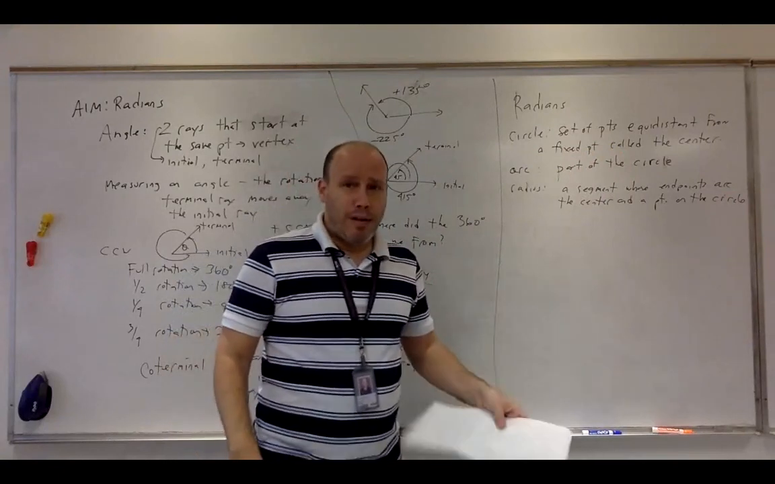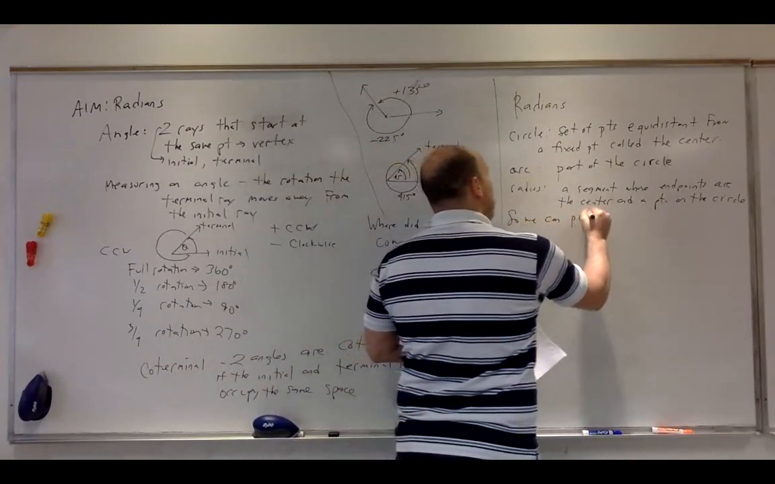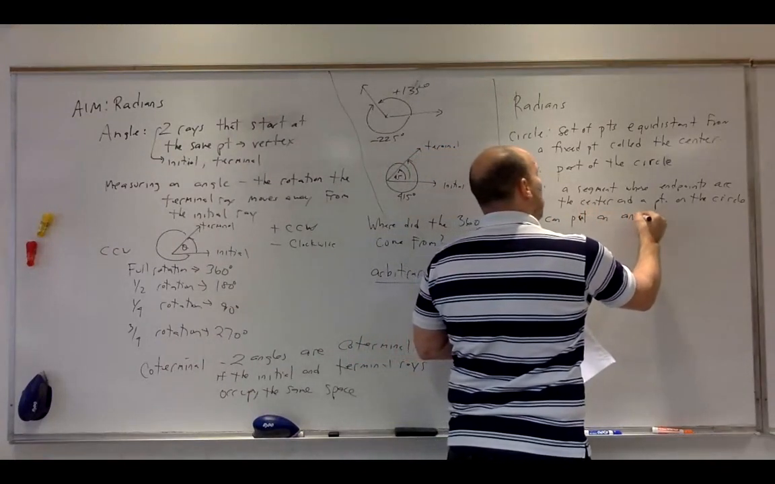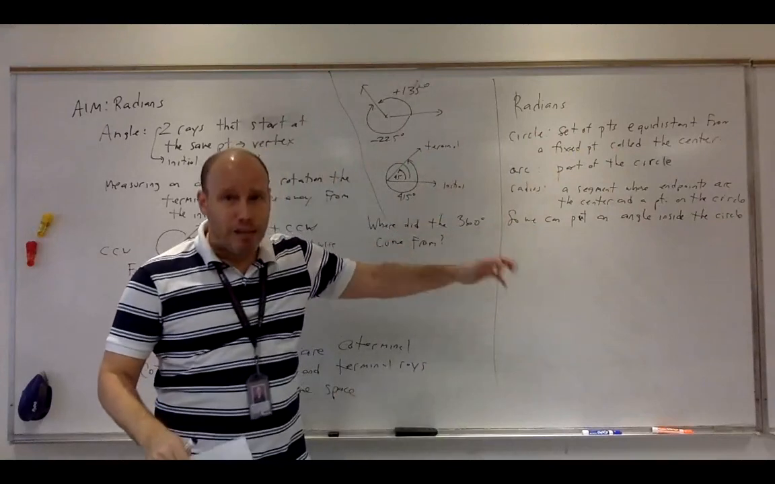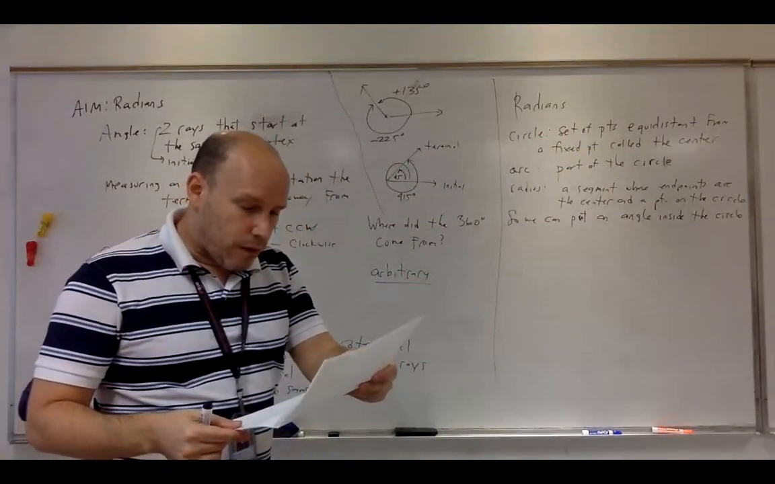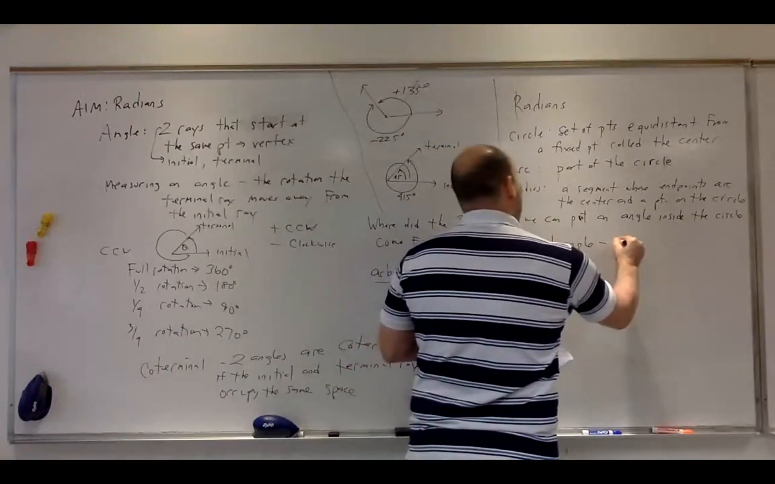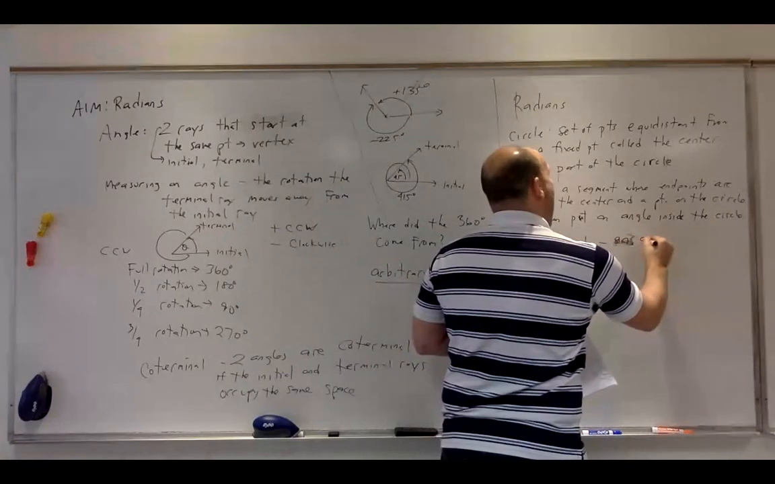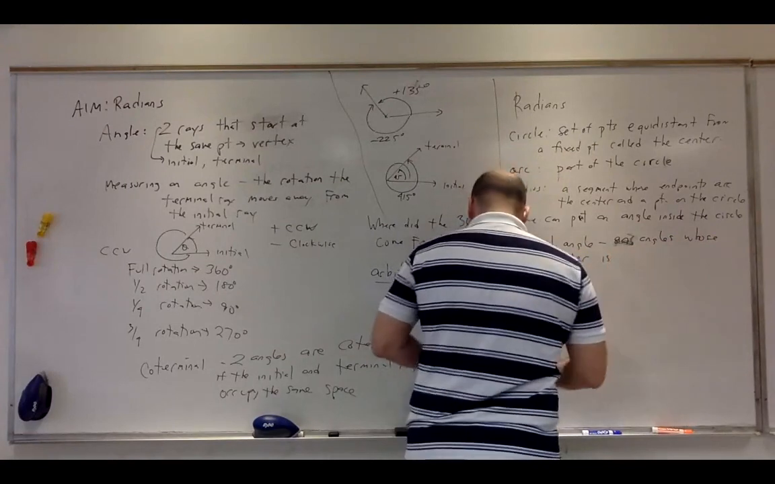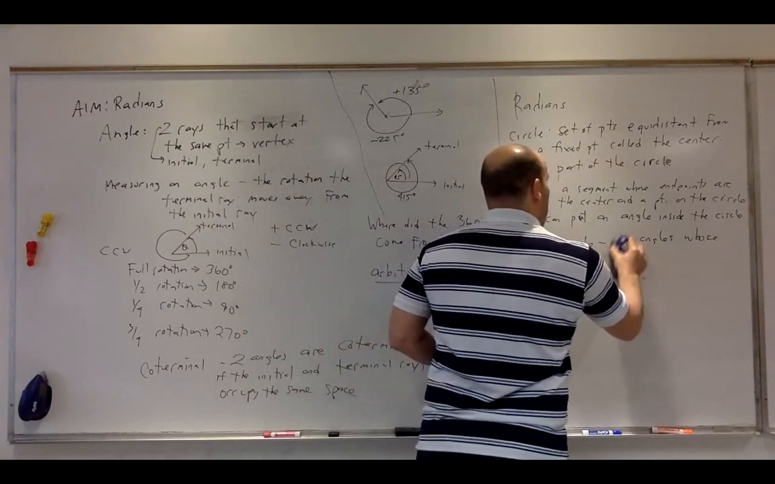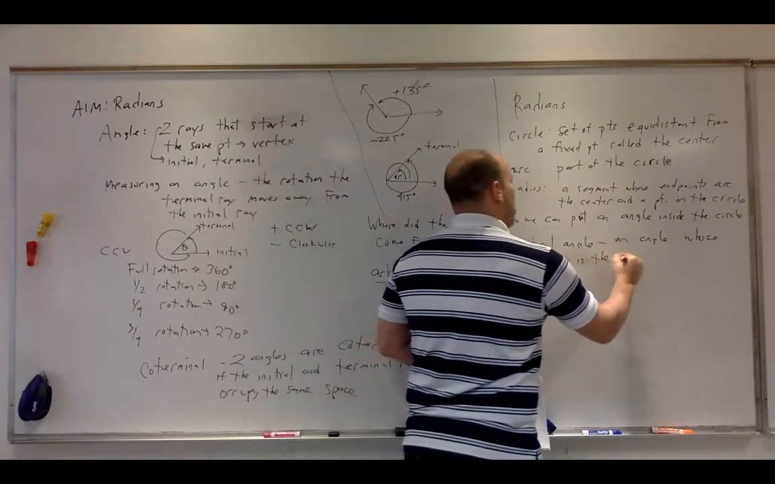So we can put an angle inside the circle. We're developing the entire basis of trigonometry here. And so a central angle is an angle whose vertex is the center of the circle.